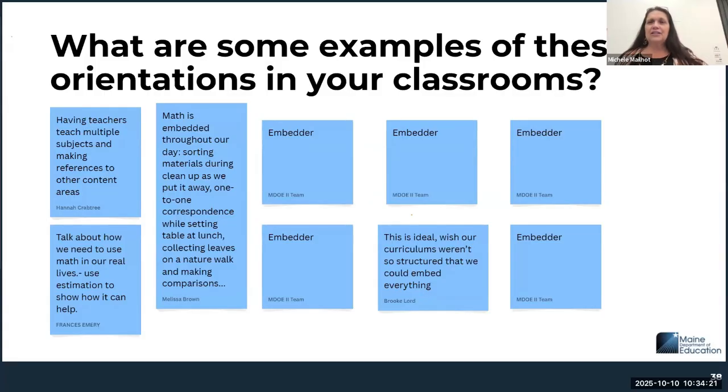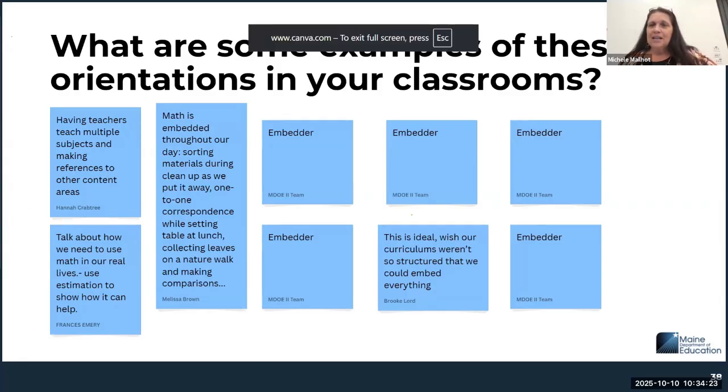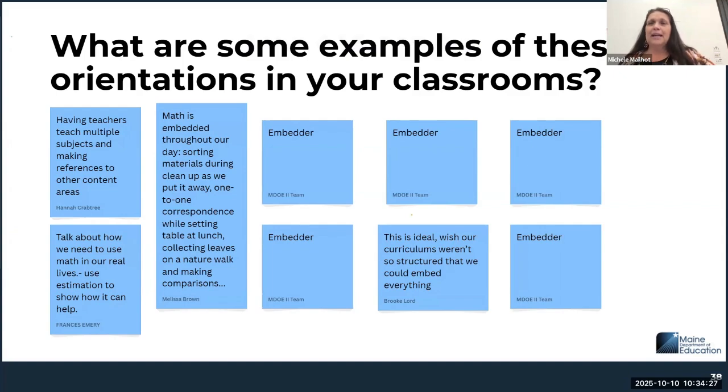There was a question in the chat box. That said, we love the collecting leaves example. What grade level, Melissa? I teach pre-K, and math is embedded through our entire program. So that was just an example. I love it. Thank you.